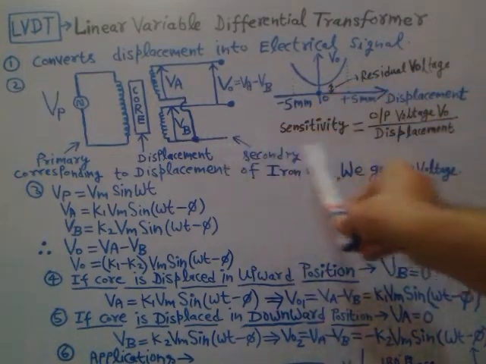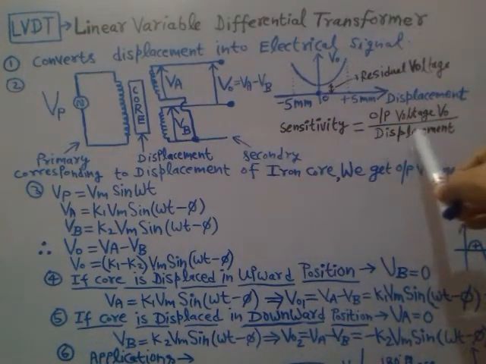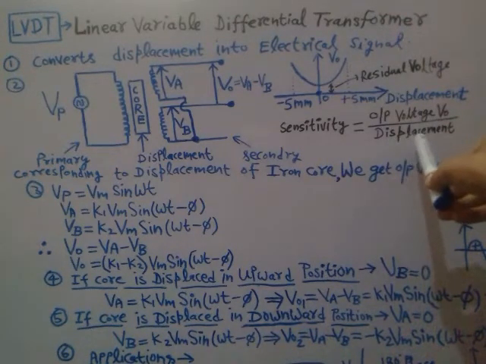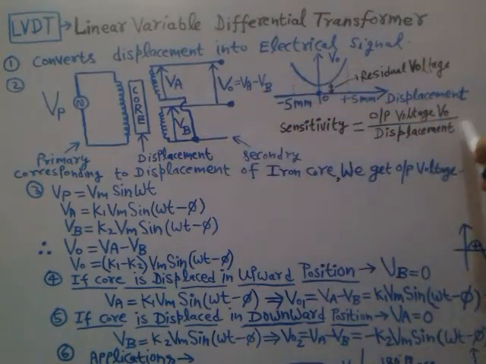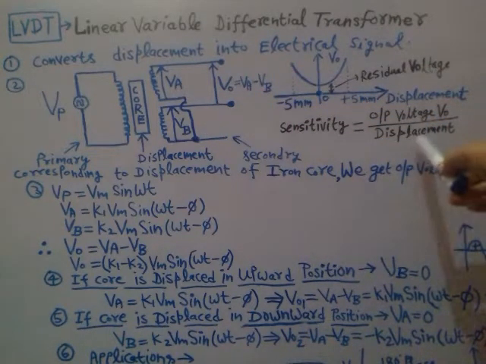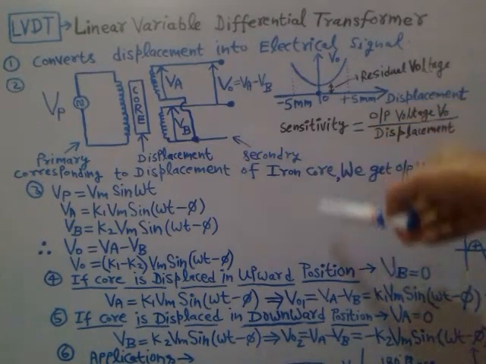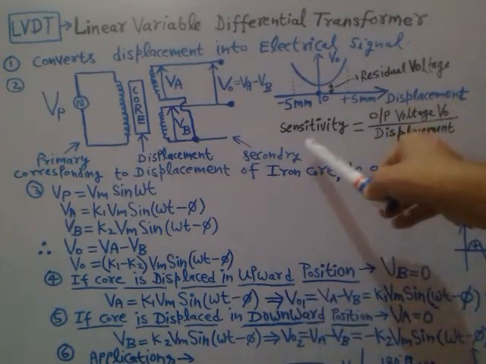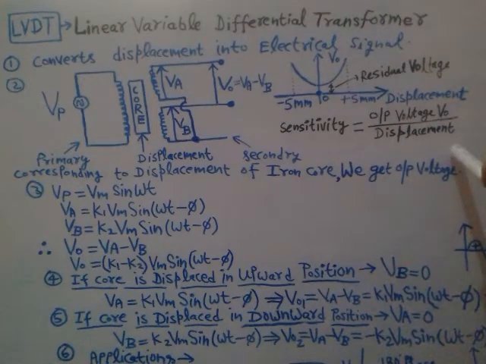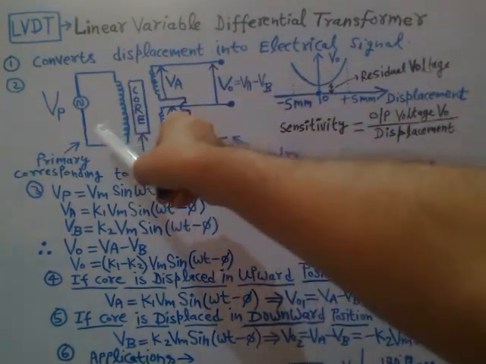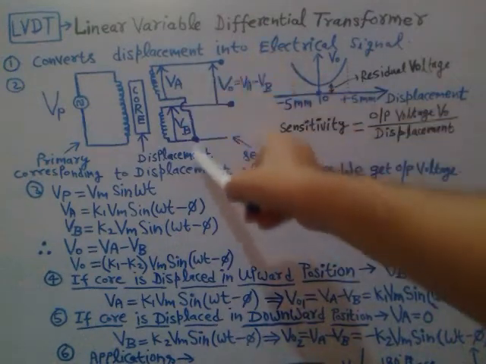Suppose you provide 2 millimeter of displacement, and for that you get some output voltage, right? You divide that output voltage by the input displacement, and that will be the corresponding sensitivity in that particular case. So sensitivity is output voltage V0 divided by the displacement you provide at the input to the soft iron core, right? The soft iron core is always placed between the primary winding and the secondary winding.